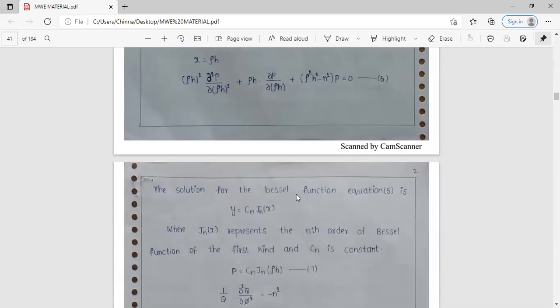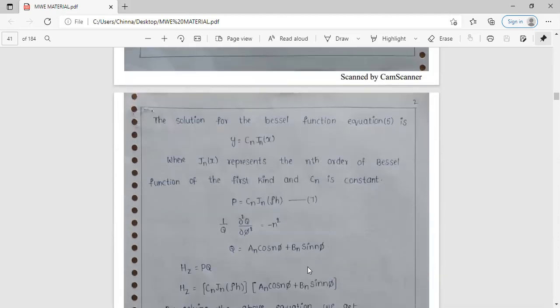So the solution for Bessel's function equation 5 is given as y is equal to Cn into Jn of x. So Jn of x represents the nth order Bessel's function of the first kind. Here Cn is the constant term. So we can represent that P is equal to Cn into Jn of x. In the x place we have replaced rho h. So that is equation number 7.